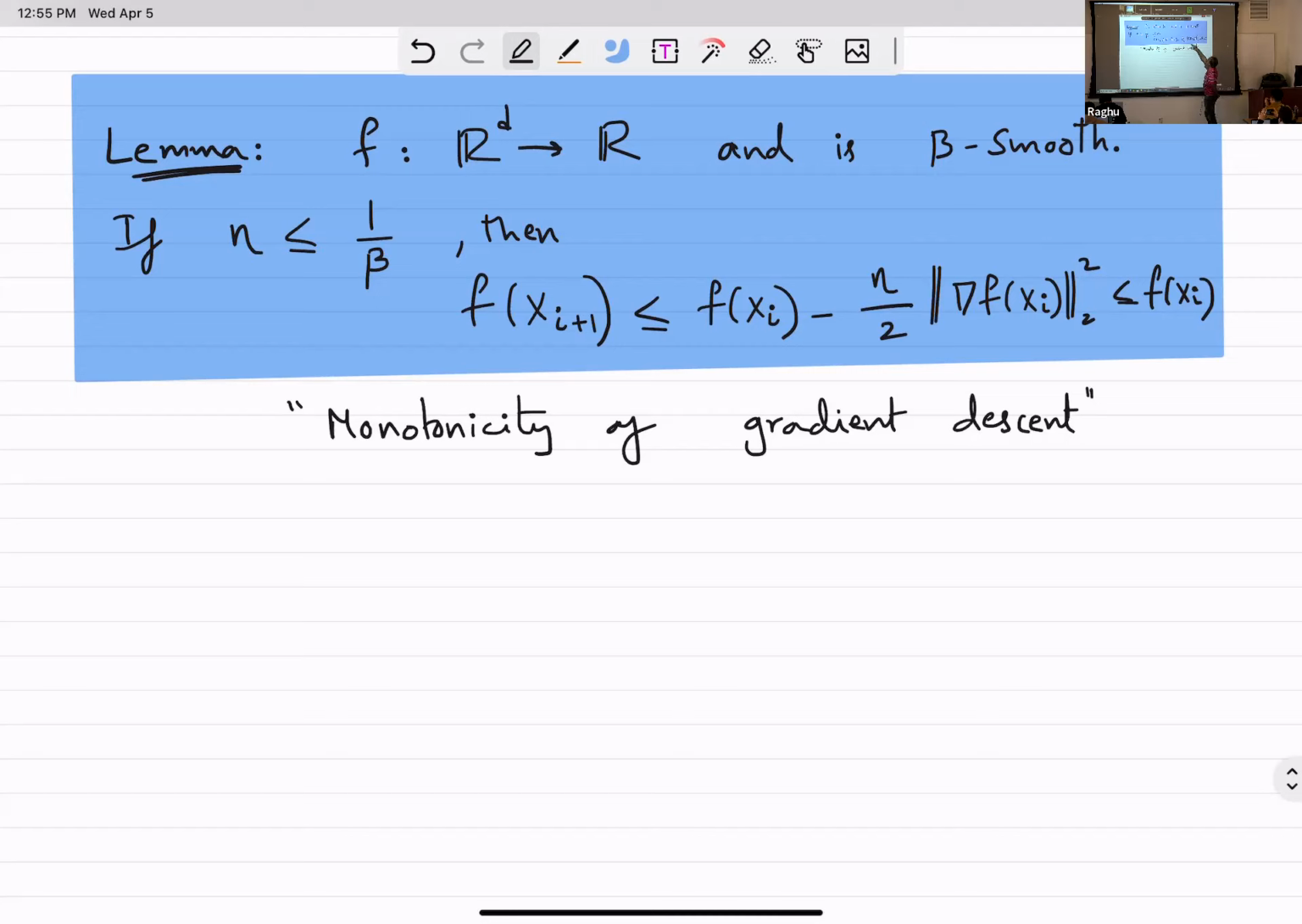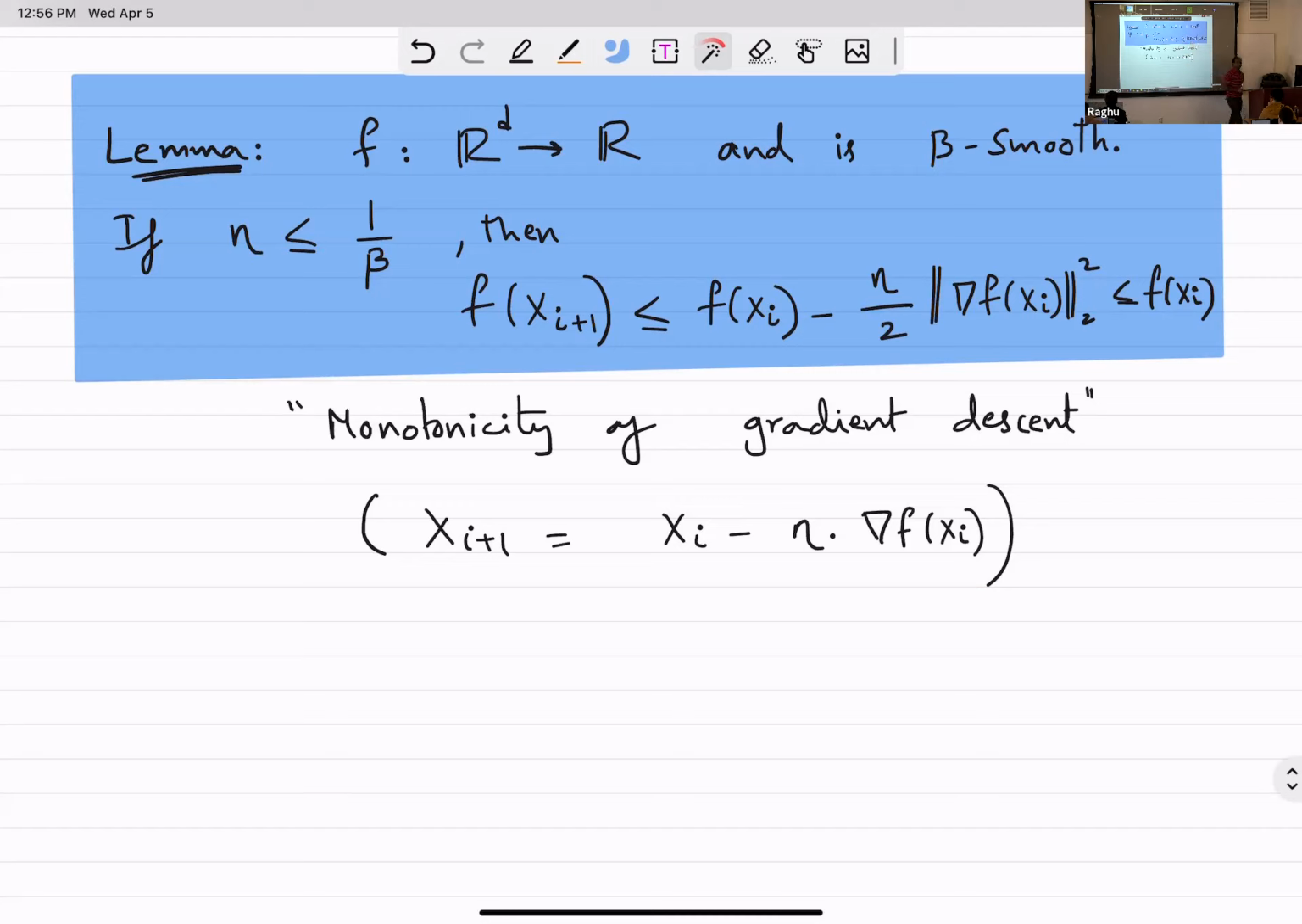The amount of progress I make depends on how big the gradient is at my current iterate. Again, it makes intuitive sense, right? If your function gradient is 0, your update does nothing. x_{i+1} is x_i minus eta times the gradient. So if this is 0 or very small, you're not doing anything. And this is actually making it quantitative. If my gradient is big and my step size is something, then I'm making progress.